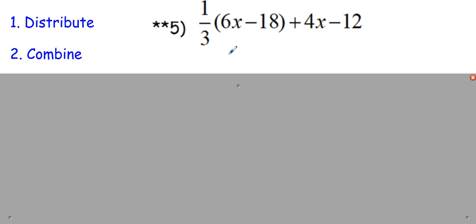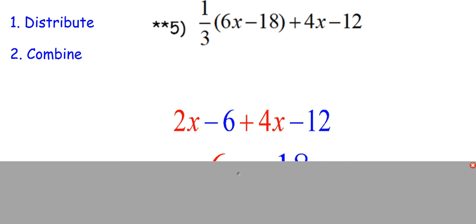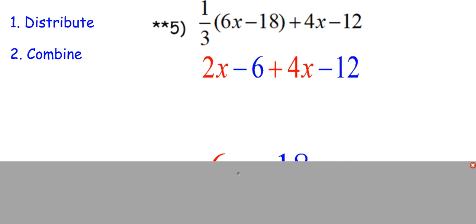All right, number 5, 1/3 times the quantity 6x minus 18 plus 4x minus 12. So in this instance, we can distribute. So let's look at what that ends up being. First we're going to distribute the 1/3. So 1/3 times 6 is 6 over 3, which equals 2. So we have a 2x. Then we have a 1/3 times a negative 18, which is negative 18 over 3, which is a negative 6. And then we have a plus 4x and a minus 12.